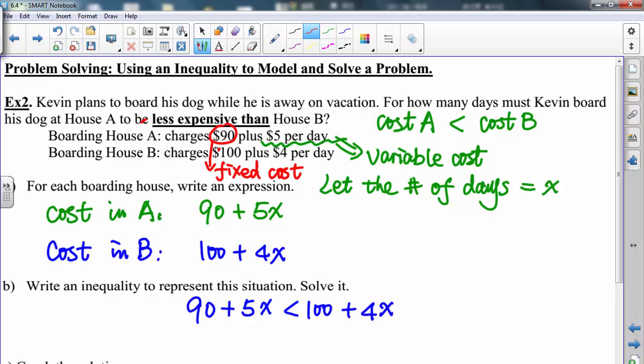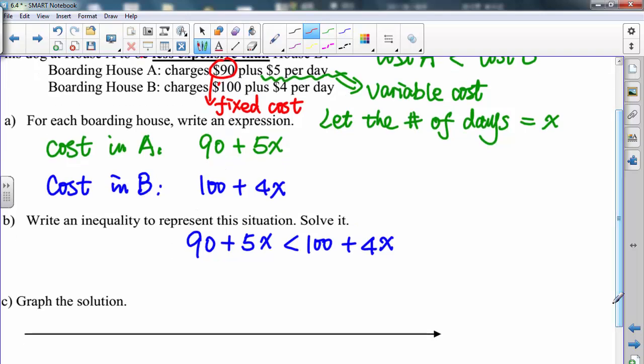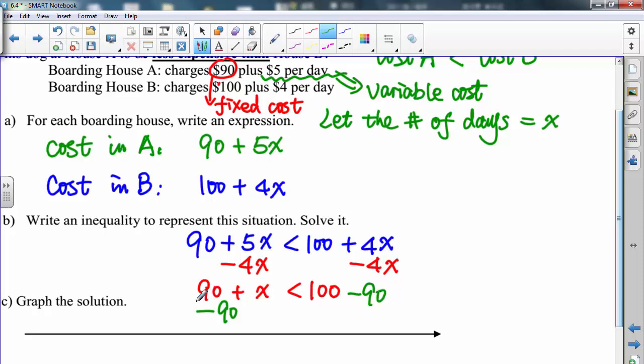So right now, we want to use the property of inequalities to solve this inequality. We still have the variable x on both sides. I want to cancel the variable with a smaller coefficient. I subtract 4x from both sides. Then I will have 90 plus x is less than 100. Then I want to isolate 90 from x. I need to subtract 90 from both sides. Cancel out these two. I will get x is less than 10.